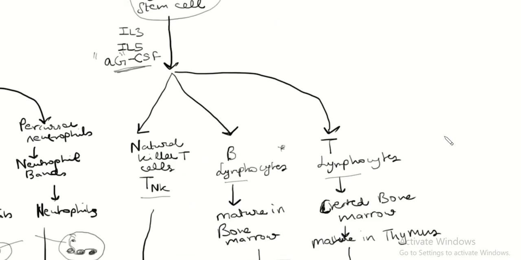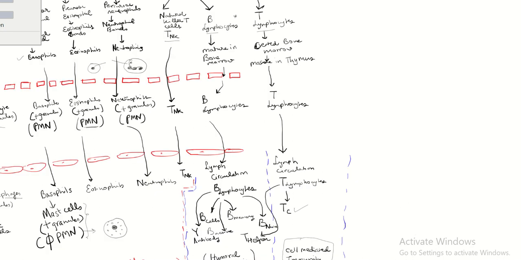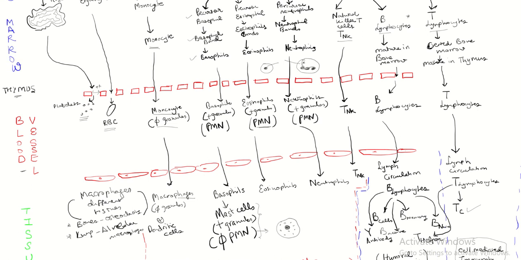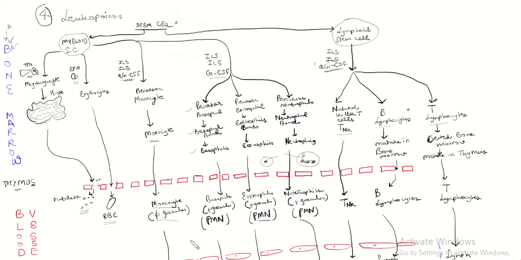So the question is, why do I need to know this? Let's zoom out just a little bit and see why we need to know all of this, and go over it one more time. Again, we talked about the myeloid and lymphoid cell lines, which come from the bone marrow. Why do I need to know this?